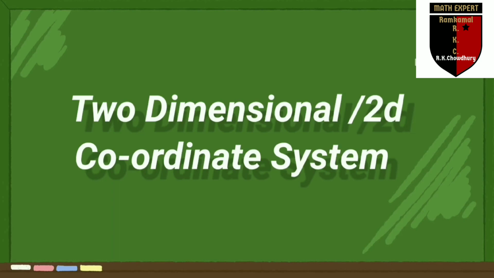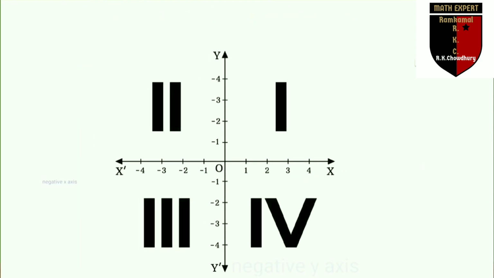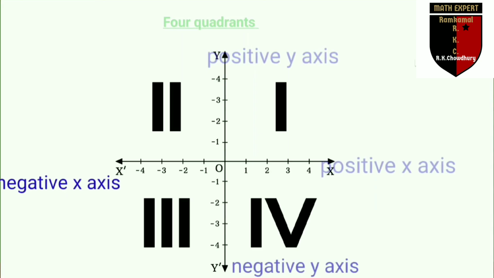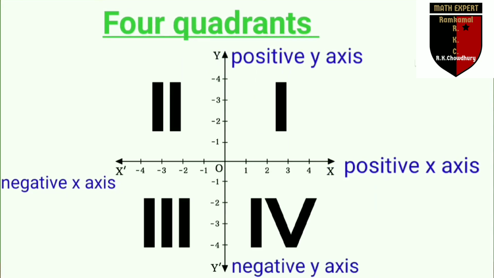Now we talk about two-dimensional coordinate system. Horizontal axis or x-axis and vertical axis or y-axis are perpendicularly intersected by each other at origin whose coordinate is 0, 0. Right side of the x-axis from origin is positive, left side of the x-axis from origin is negative, top side of the y-axis from origin is positive, bottom side of the y-axis from origin is negative.